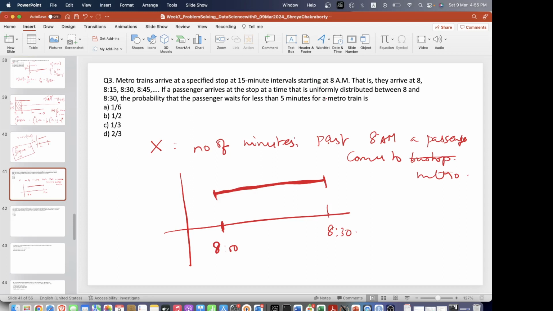So trains are available at 8, 8:15, 8:30, 8:45. Okay, 15 minutes interval. So from 8 to 8:30 there are 3 trains.